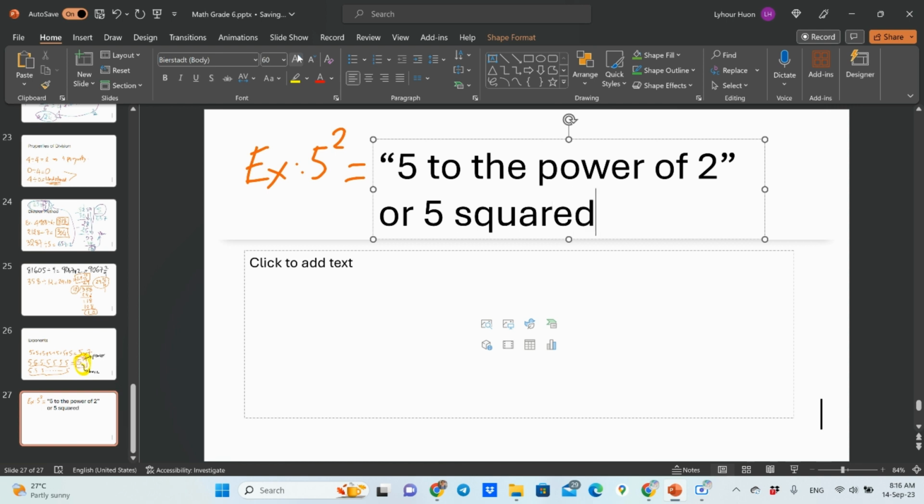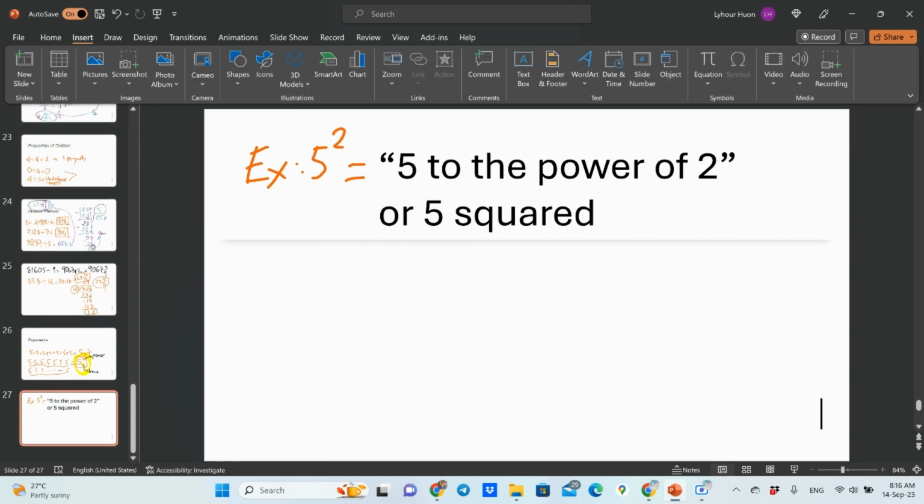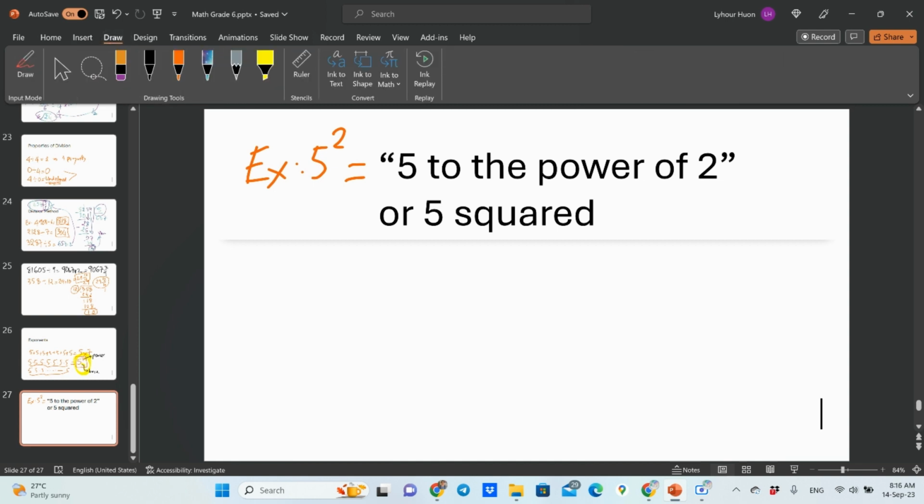5 square, because 5 times 5 is 5 square. So 5 to the power of 2 and 5 square are the same thing.